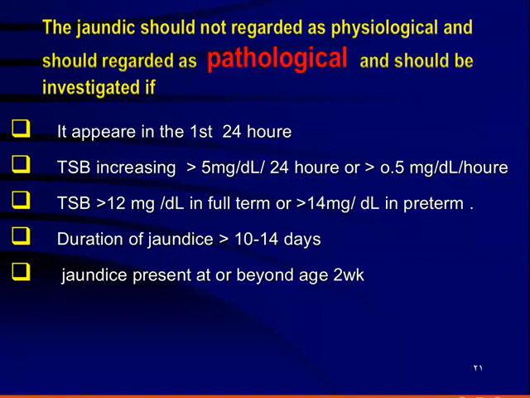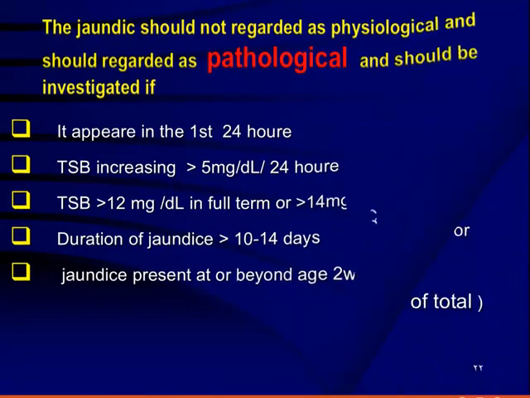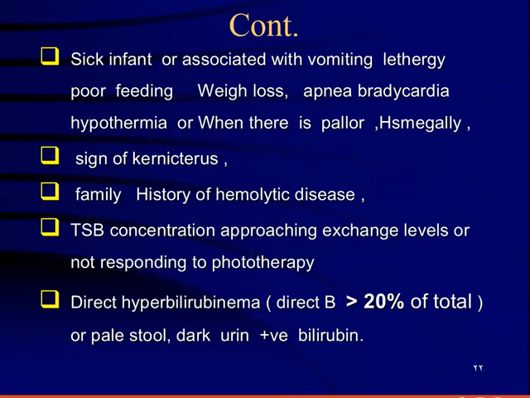when TSB is increasing more than 5 mg per deciliter per 24 hours or more than 0.5 mg per deciliter per hour. TSB more than 12 mg in full term or more than 14 or 15 mg in preterm infants. Duration of jaundice more than 10 to 14 days. Jaundice present at or beyond the age of 2 weeks. Also, when jaundice is associated with a sick infant, poor feeding, lethargy, this may indicate pathological jaundice. Also, when associated with pallor, hepatosplenomegaly, all this may indicate pathological jaundice.